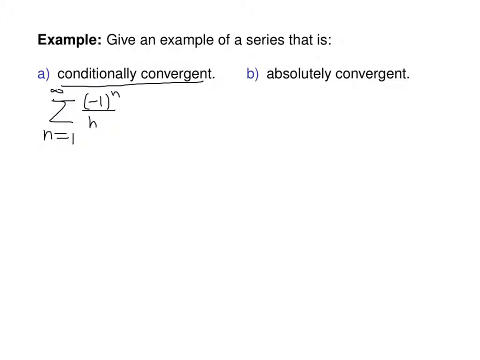It's the harmonic series. An example of an absolutely convergent series would be something like the sum from n equals 1 to infinity of negative 1 to the n over, say, n squared. This also converges by the AST, and its absolute value, which is 1 over n squared, converges because it's a convergent p-series.